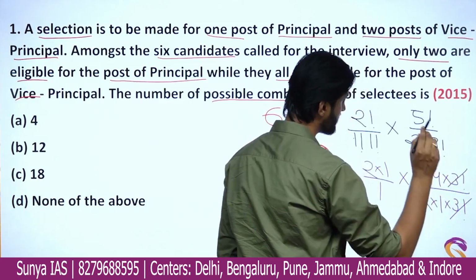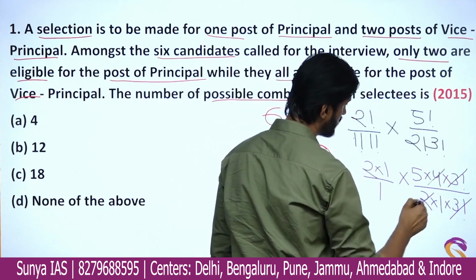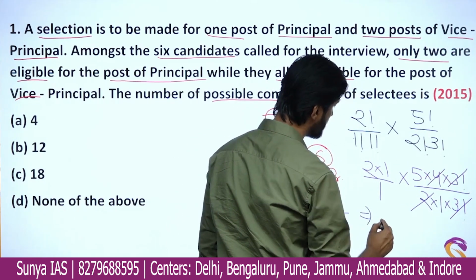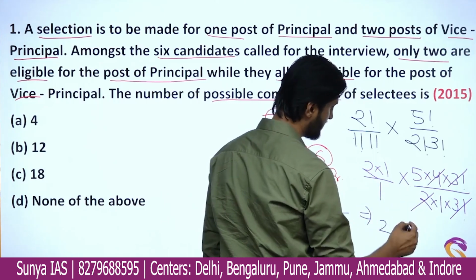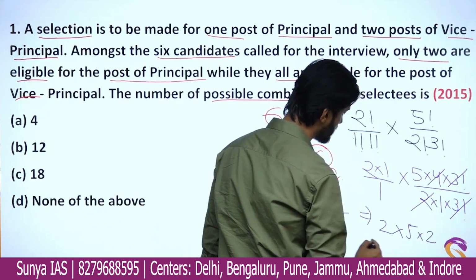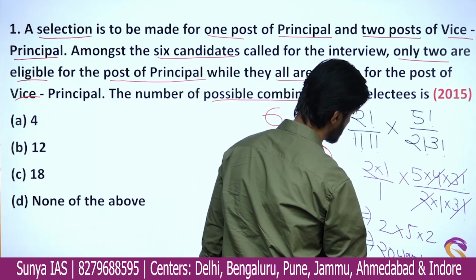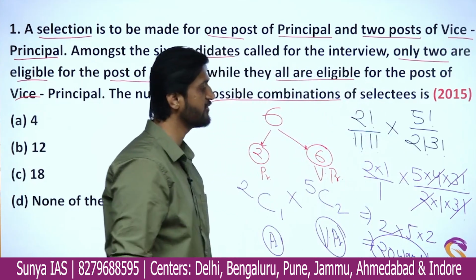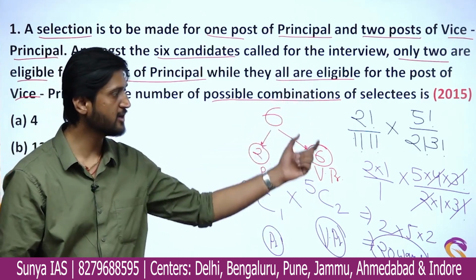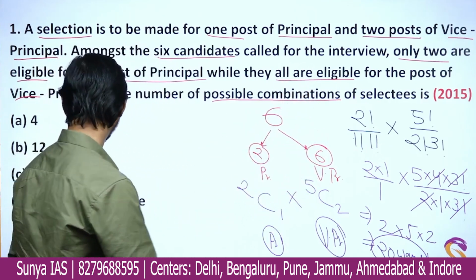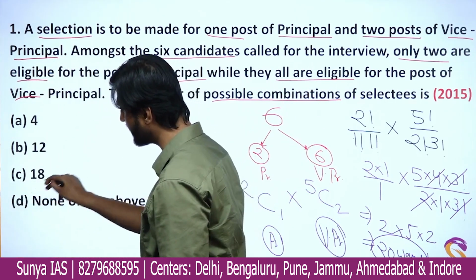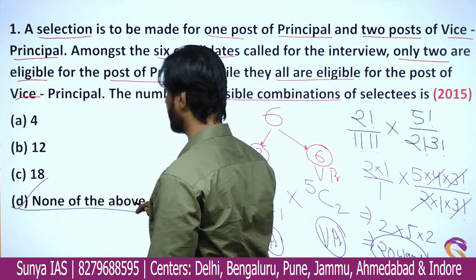You can cancel out the 3 factorial part, cancel out this 2 here. So overall we will get 2 from here. Here we get 5 into 2, that is overall 20 ways are there. Okay, 20 ways will be there in which you can actually make the selection. So the correct answer in this case is going to be option number D, none of the above.